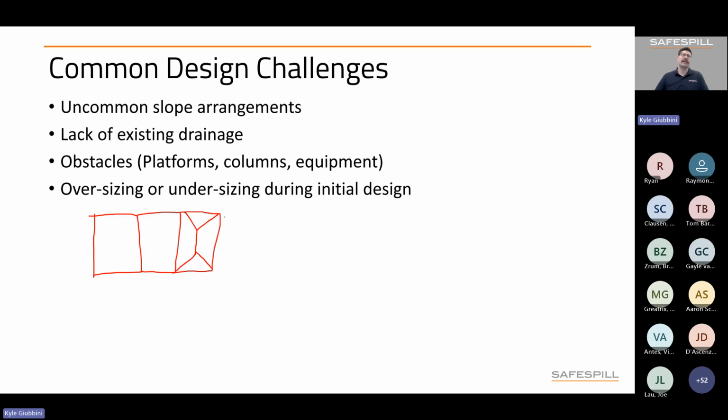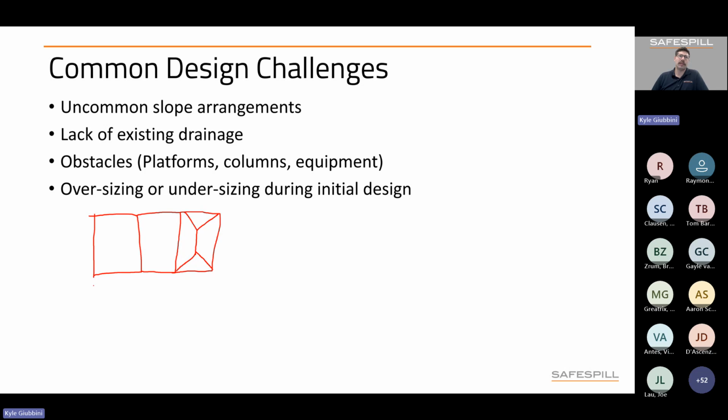But again, this is a design challenge that we need to know about early on just so that we can work around it from a design perspective. The other common challenge that we see is a lack of existing drainage. So this may be a hangar like we just looked at, where there's only a trench at the door. We've seen hangars where there's just spot drains that are installed, and that's not adequate for the drainage that's required for an ILDFA system.